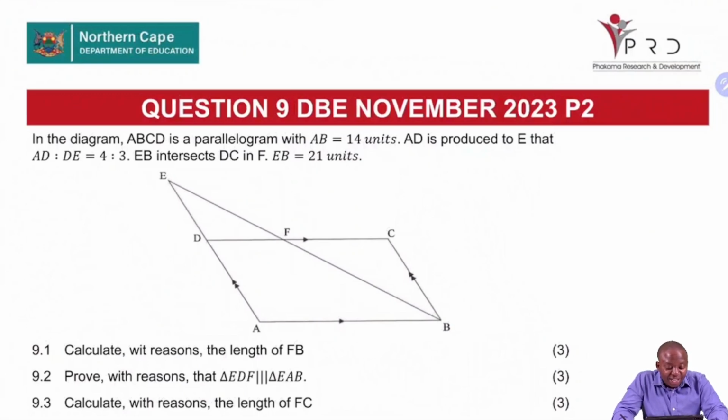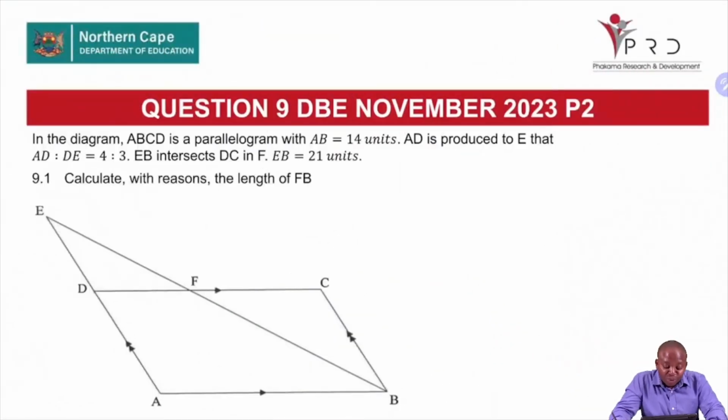We are told that in the diagram ABCD is a parallelogram. The moment they say ABCD is a parallelogram, all the properties of a parallelogram apply to ABCD. We know that two opposite sides are equal and they are also parallel. AB is equal to 14 units and AD is produced to E such that AD to DE equals 4 to 3. AB intersects DC in F, and EB is equal to 21 units.